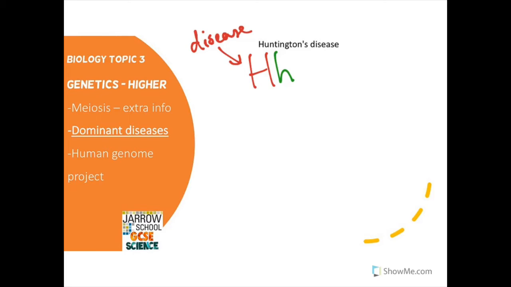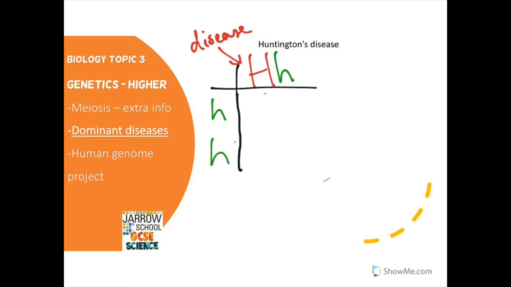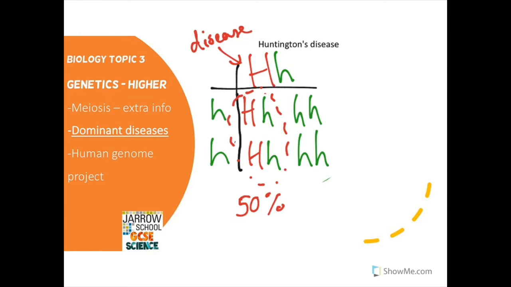So a question you could get on this would be, how could 2 people with this disease have a child that did not have it? And that is a very similar question to the one where 2 people that didn't have cystic fibrosis can have a child with cystic fibrosis. So 2 people that had the disease would have a 25% chance of having a child without the disease. If only one parent had the disease, then there would be a 50% chance of their child having the disease also.